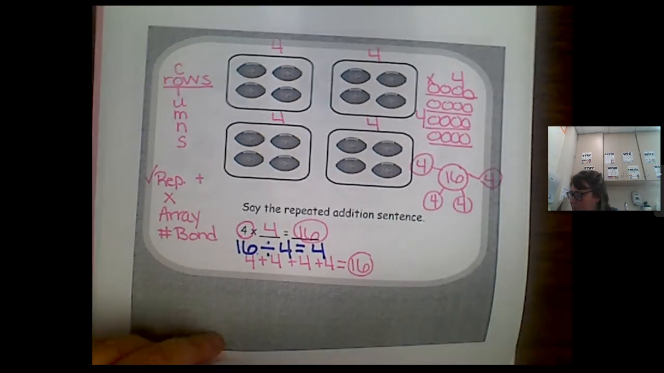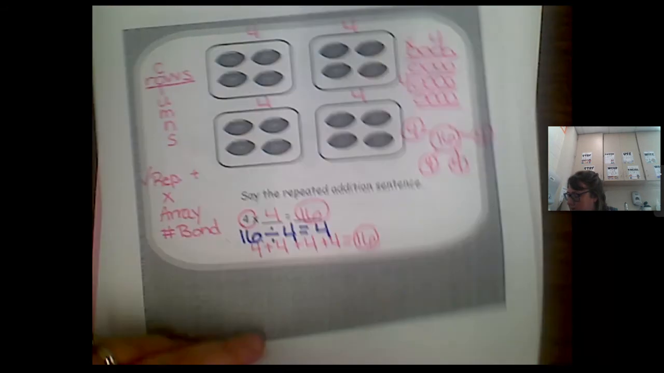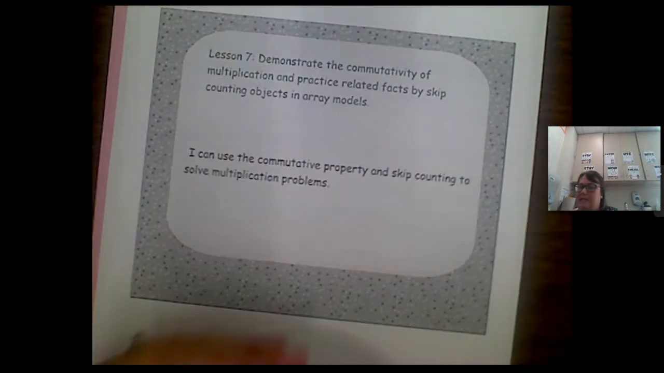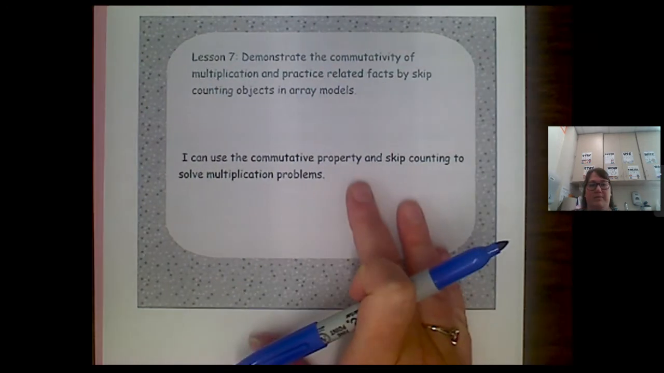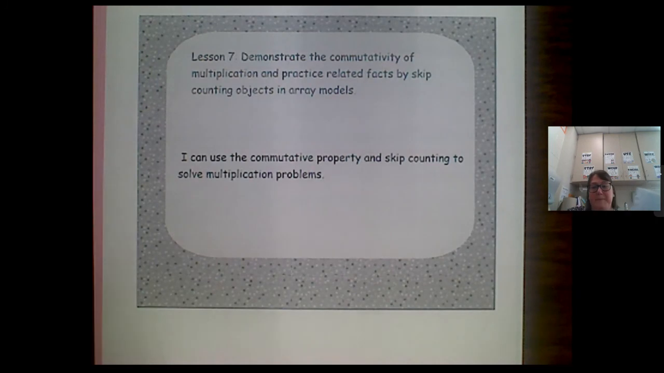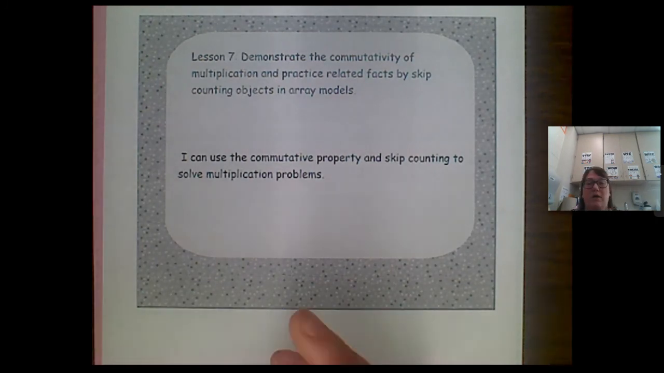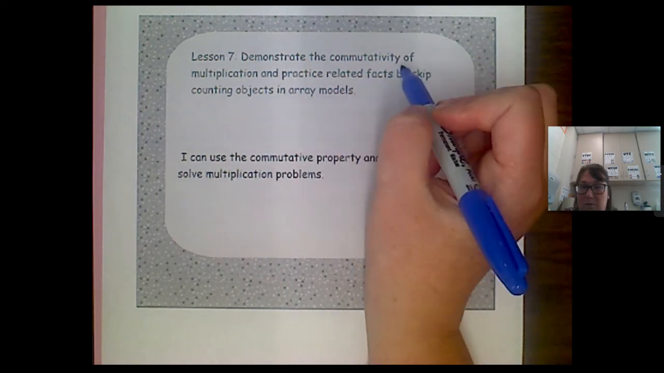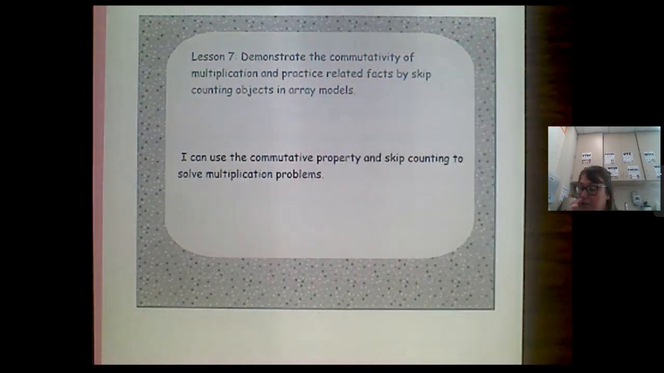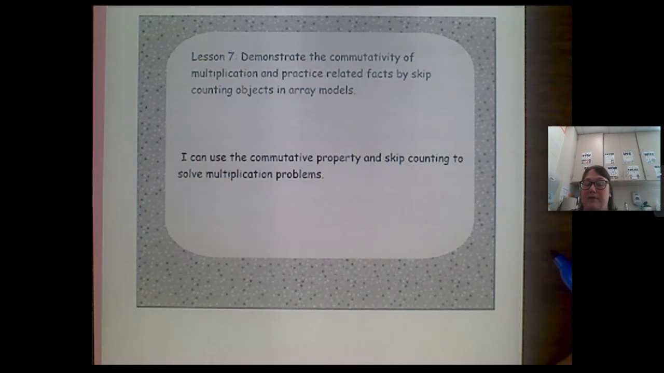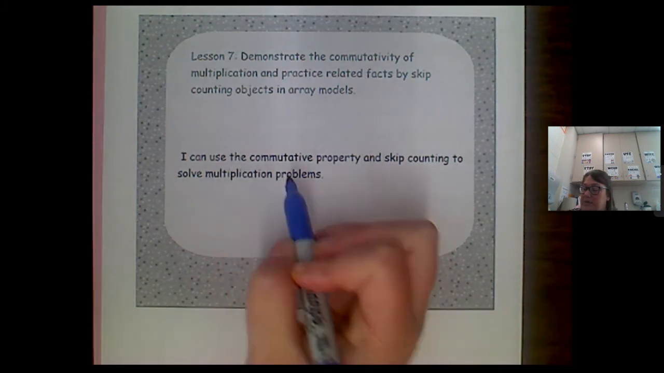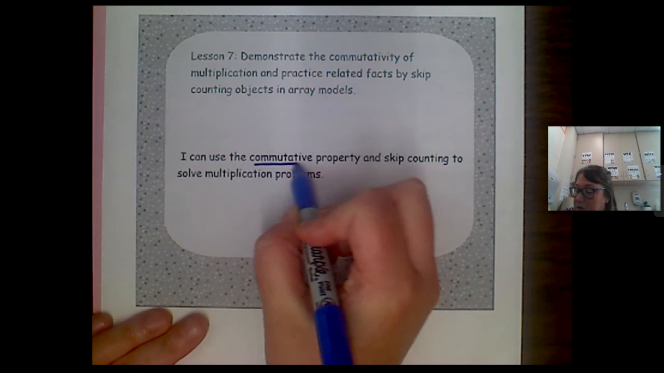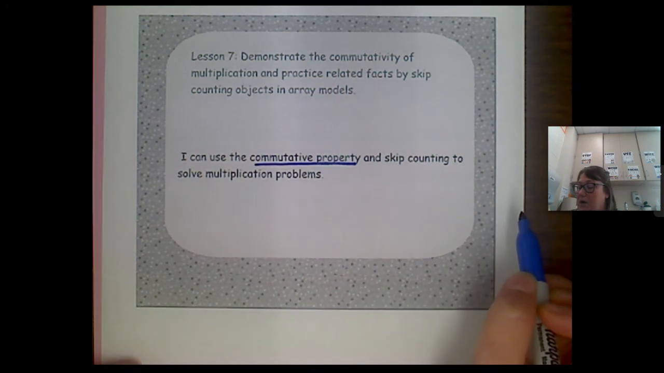So I had a couple more that we're going to skip. We can come back to those maybe another day. And let's look at our lesson objective and our I can statement for today. Okay, so it says for lesson 7, we're going to demonstrate the commutativity, that's a big word, we'll come back to it, of multiplication and practice related facts by skip counting objects in array models. And this says I can use the commutative property. We talked about that. I mentioned it really quickly before, and skip counting to solve multiplication problems.